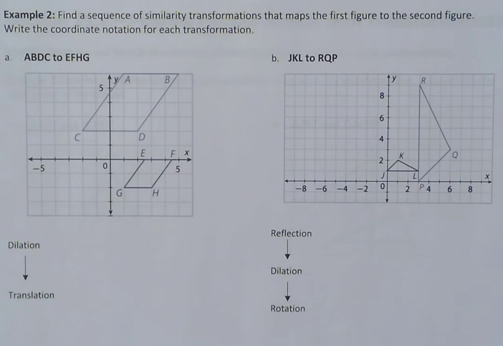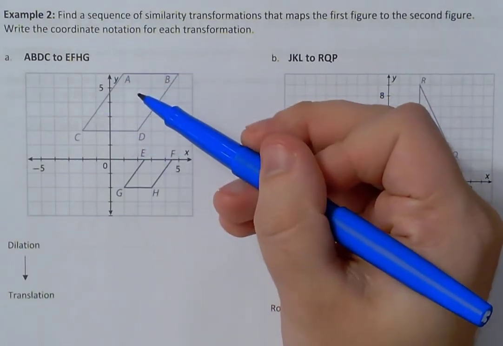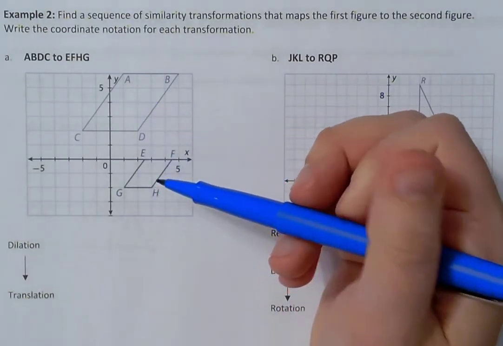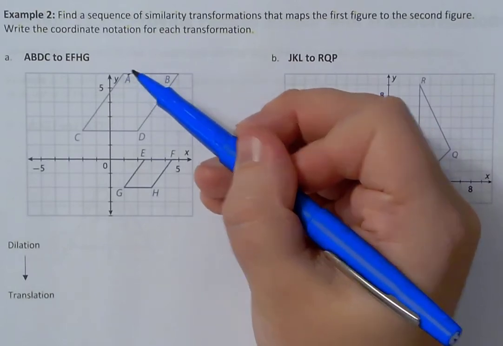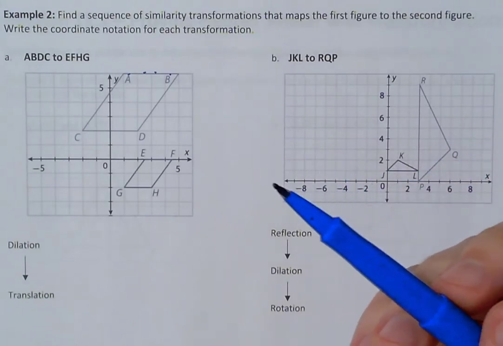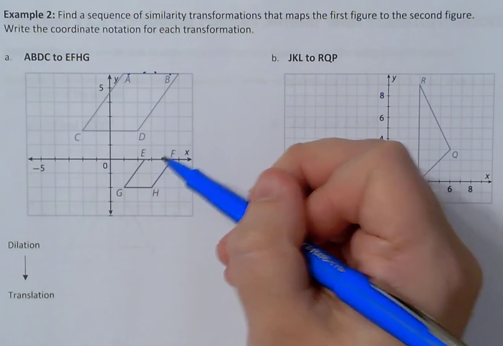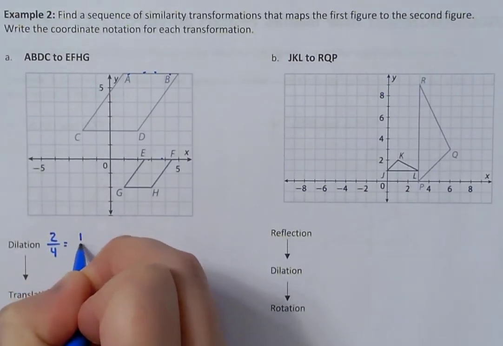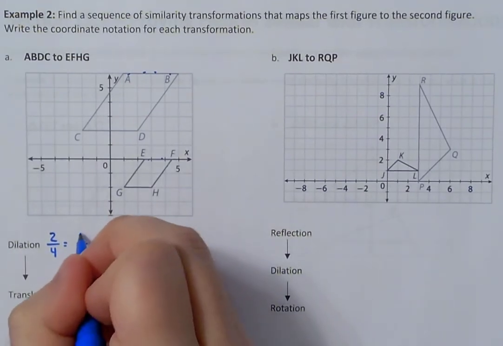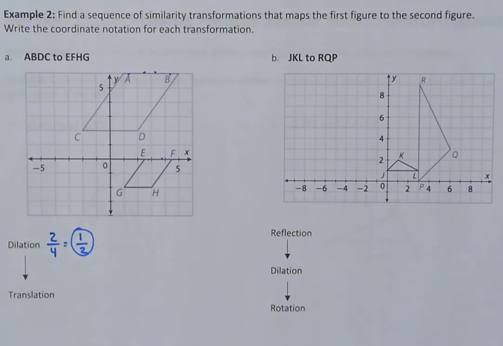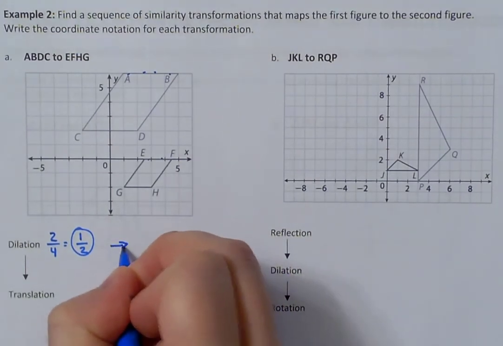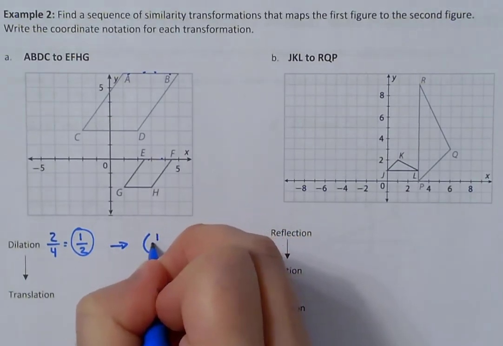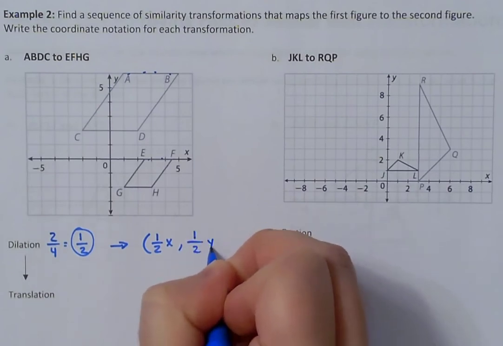So if we look at these two shapes, we need to figure out how much we need to reduce this shape by to get down to E, F, G, H. So if we look at the side length of AB, that's 1, 2, 3, 4 for the length of AB, and then for EF, that's going to be 1, 2. So if we take our scale factor as 2 over 4, that's going to reduce down to 1/2. So that means we have a dilation of 1/2. So that means we have to multiply ABCD by 1/2 to get it down to EFGH. So we have a dilation of 1/2, and that's going to result in the coordinate notation of 1/2 x comma 1/2 y.